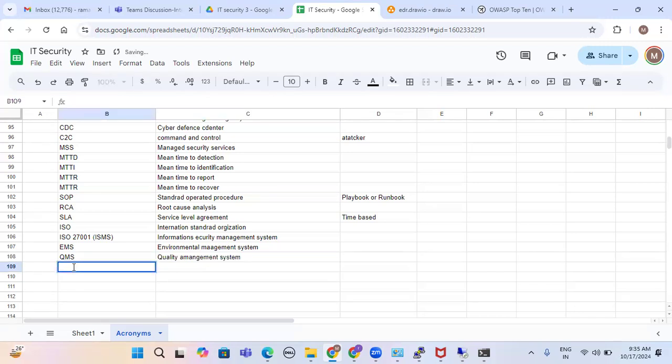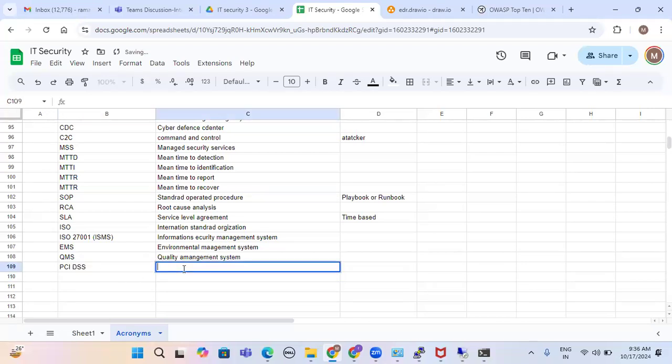So the next one is PCI DSS, payment card industry data security standards. That is the full form. It applies in case you are making payments via debit card or credit card. For example, I'm placing an order on Amazon, on Flipkart, on Zomato, on Uber.